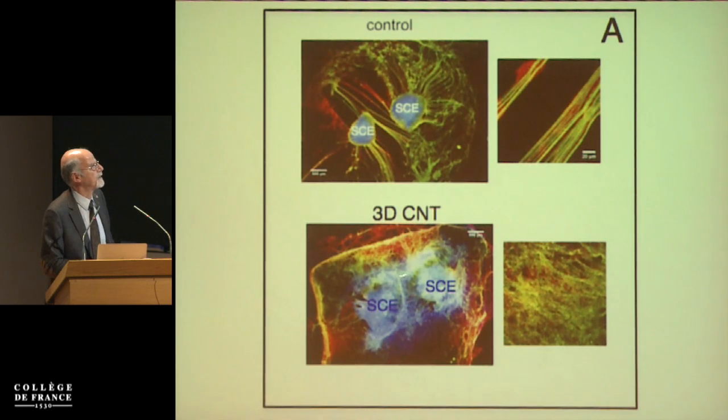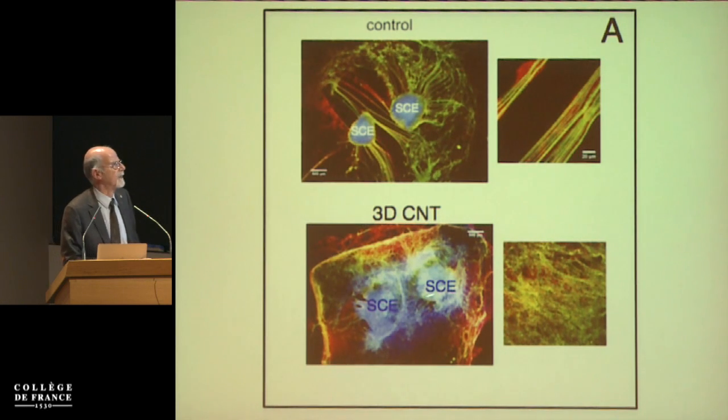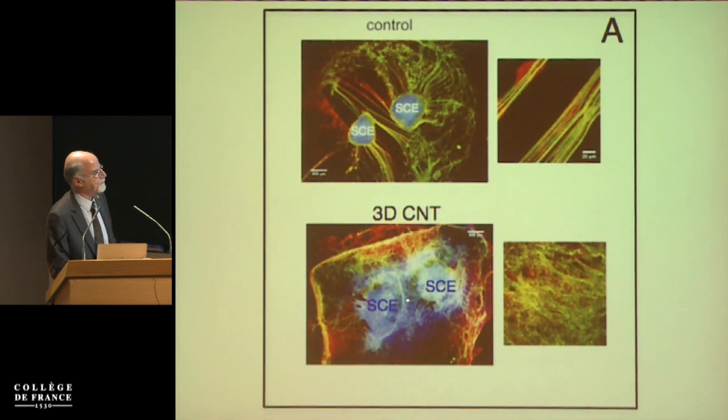In the case of carbon nanotubes, we can see that the morphology is completely different. Now the fibers between the 2 spinal cord slices are much thinner, but much more dense. So it looks like the morphology is completely different in the 2 cases.